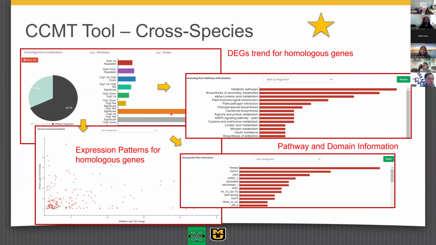Now, you can imagine if you have 2 organisms, they have homologs, but they may not necessarily all behave in the same fashion, right? So you could have homologs which are both upregulated, both down. Some might go in an opposite direction between organisms, which is expected. And you can look and click on any of these to get the list of those genes and look at their expression in scatter plots or their functions or their pathways or functions from PFAM or KEGG.